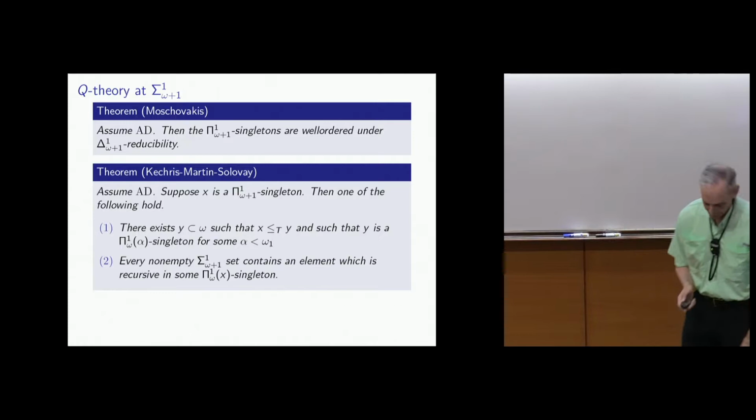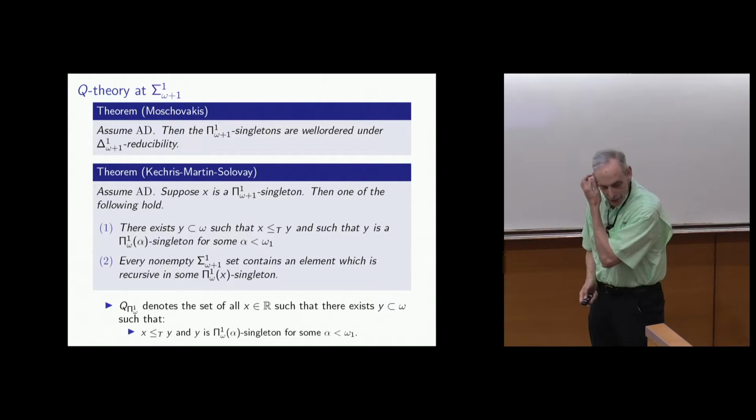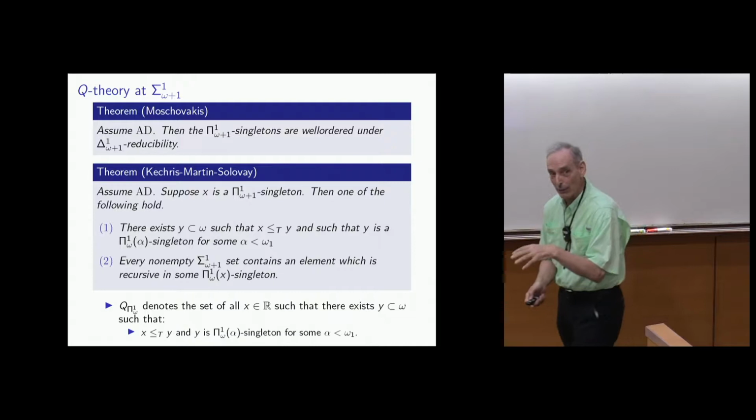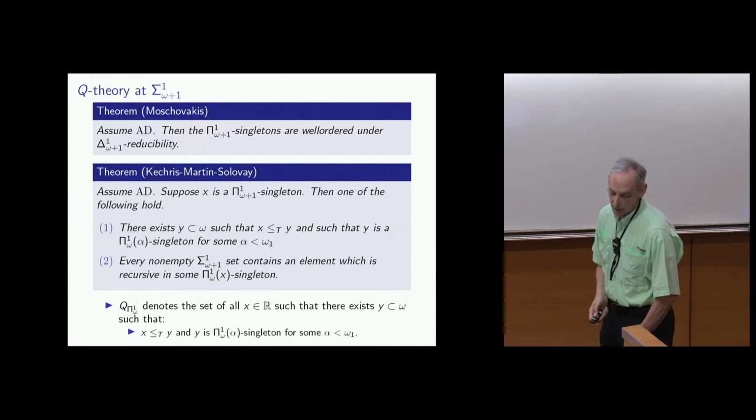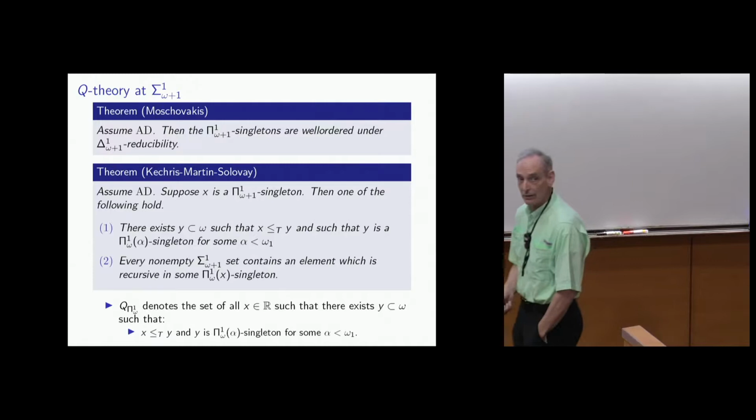So I'm not quite sure what the correct notation should be here, whether it should be Q pi 1 omega or Q sigma 1 omega plus 1. Is it Q omega or Q omega plus 1? But I put the point class in, it makes it unambiguous. So Q pi 1 omega denotes the set of all reals which are recursive in some pi 1 omega alpha singleton for some ordinal alpha. So it's just like the first level.